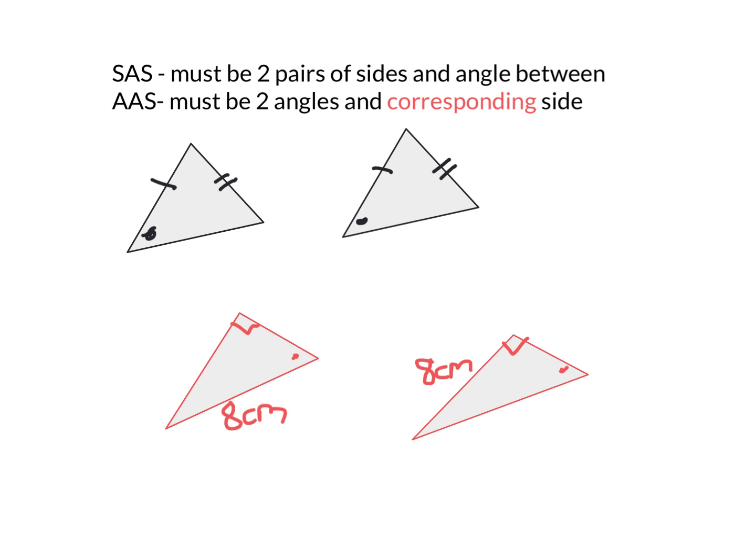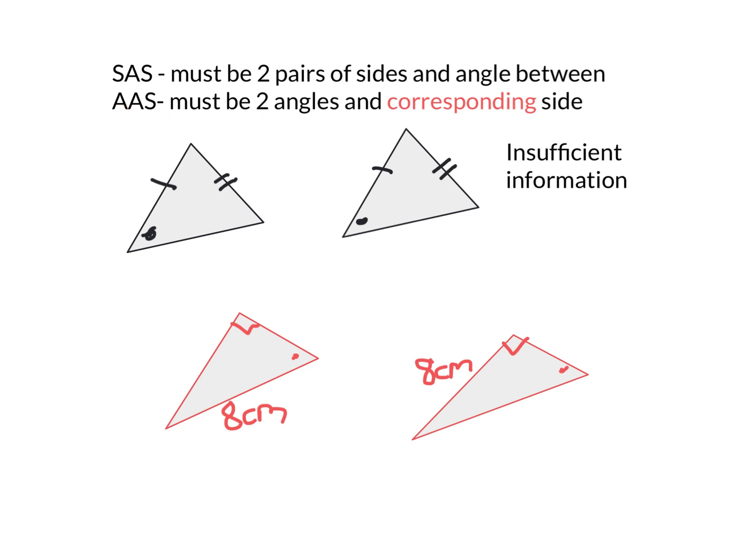But if you can't use any of the four tests, it doesn't necessarily mean they're not congruent. If these are not congruent, then I must have a pair of unequal sides or unequal angles. Well, I don't know that. These two sides could be equal. I don't know. So for this one here, we say that there is insufficient information to determine congruence. So I can't tell that these are congruent. I can't tell that they're not congruent. So just remember, SAS, it must be two pairs of sides and the angle between.